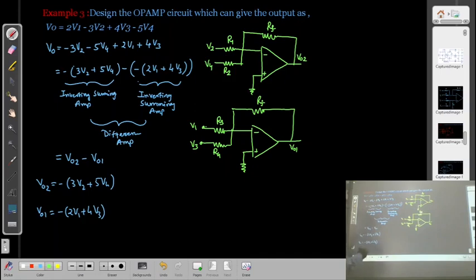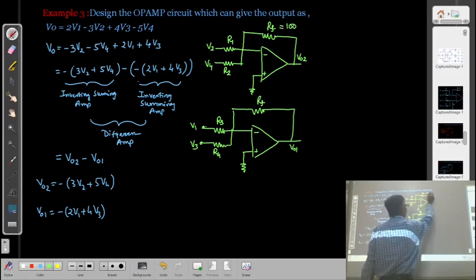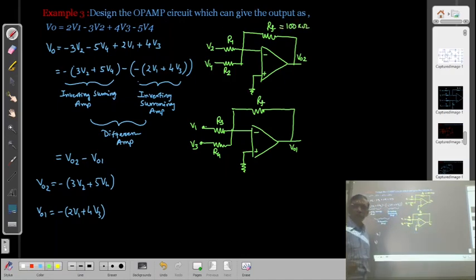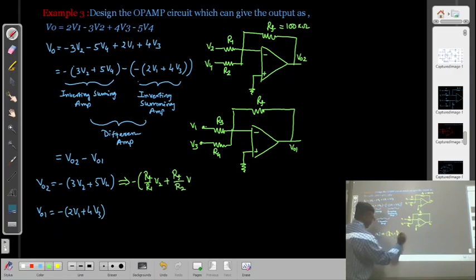Correct? So, here we will consider, let us say RF is equal to 100 kilo ohm. You can also take 10 kilo ohm or 50 kilo ohm, whatever. Otherwise, it will be given in the example. Now, if you compare this expression with this, that is RF by R1 into V2 plus RF by R2 into V4, because this is for this summing amplifier, we can write the output voltage like this.